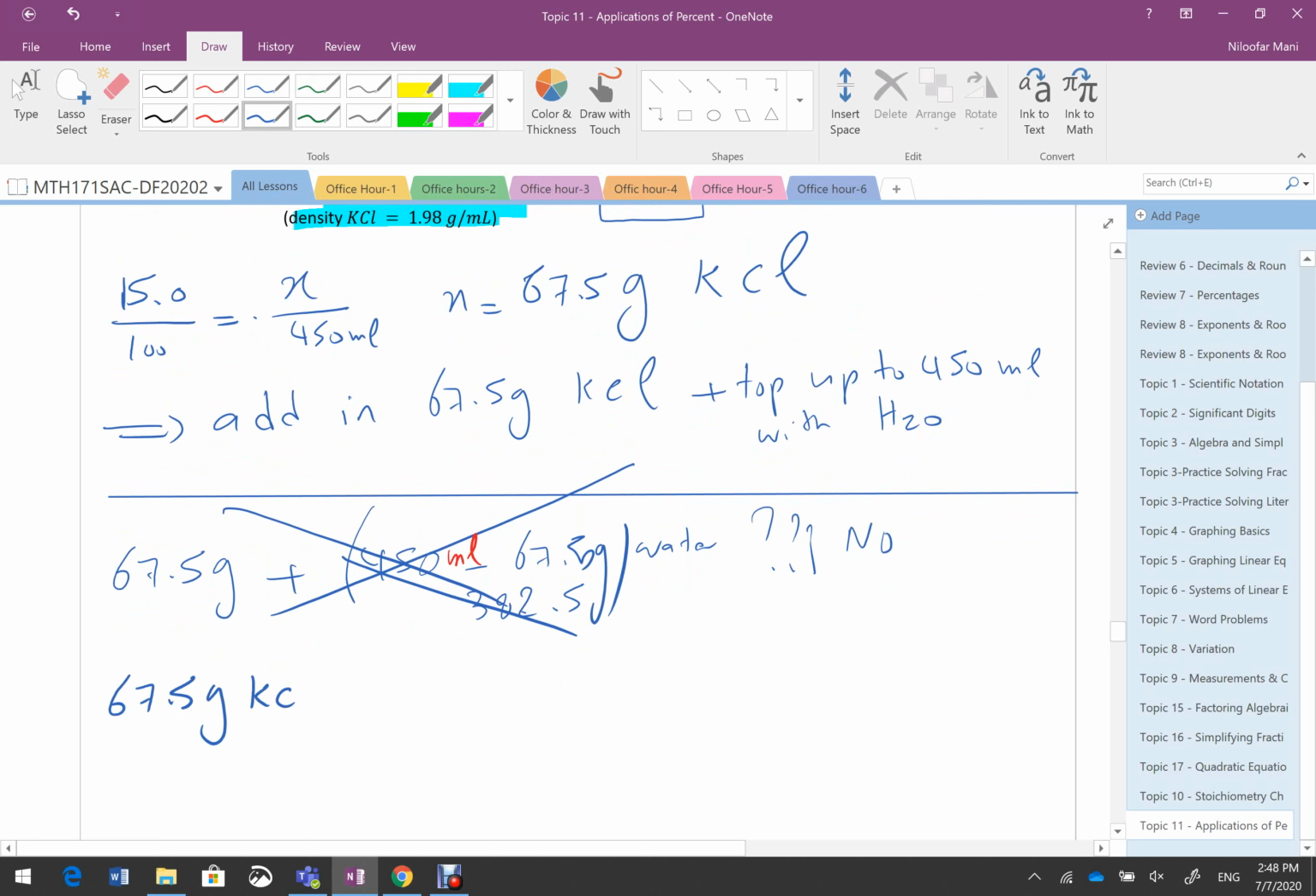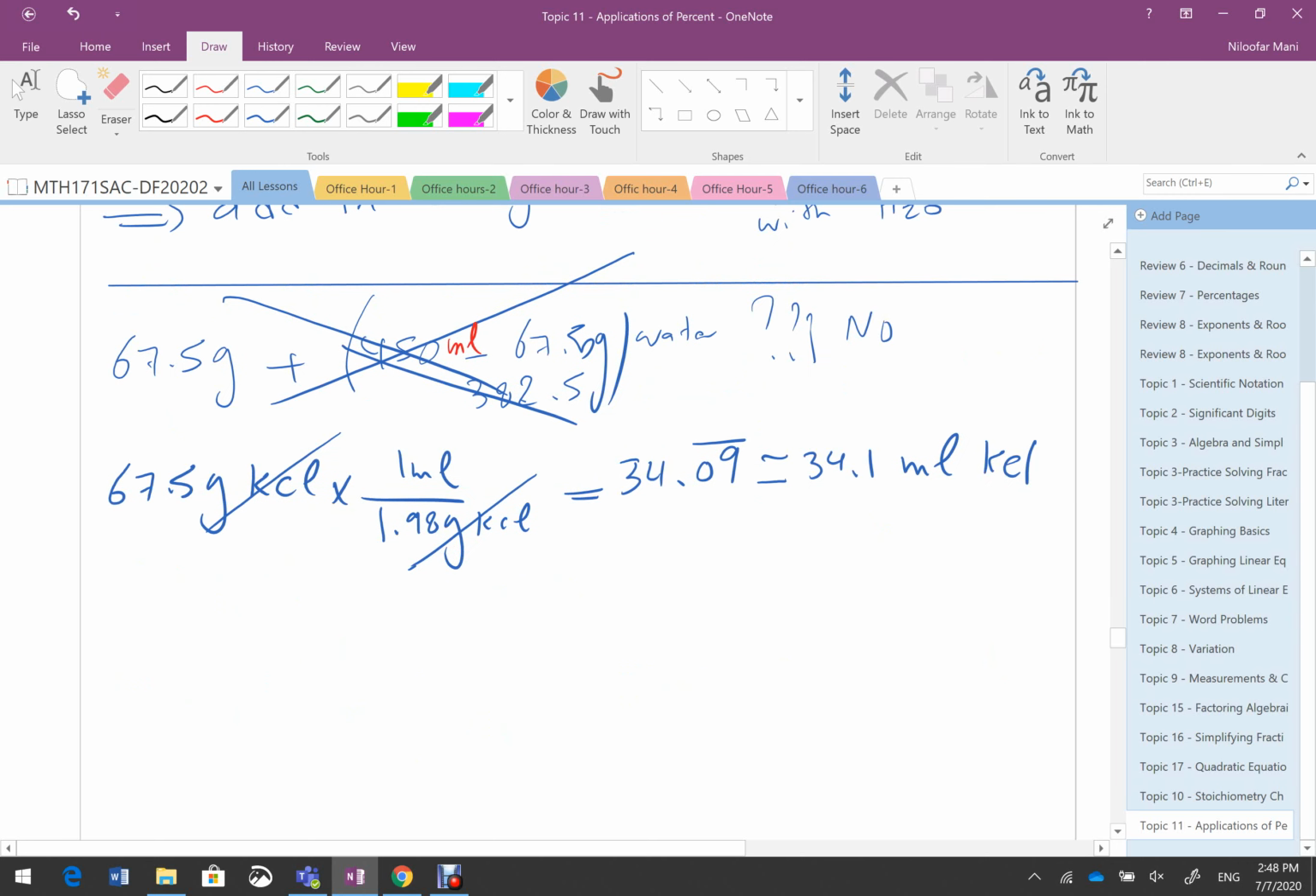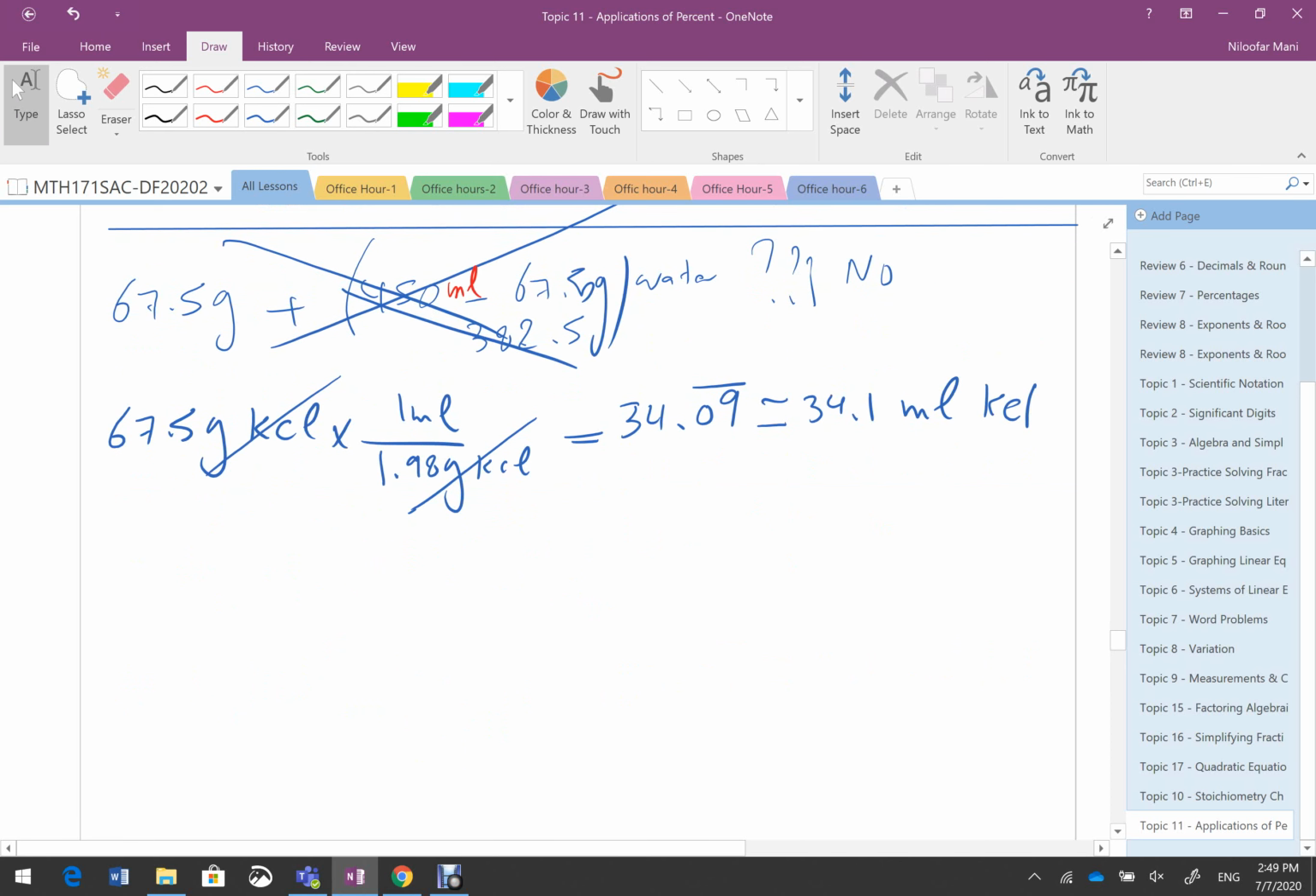67.5 gram KCl, multiply. I want to cancel gram and bring the volume. 1.98 gram KCl per 1 milliliter, so 1 milliliter is equivalent to this many gram. I cancel this and that. This is 34.09 repeated, or almost 34.1 milliliter KCl. This is not 67.5, no, it's 34.1.